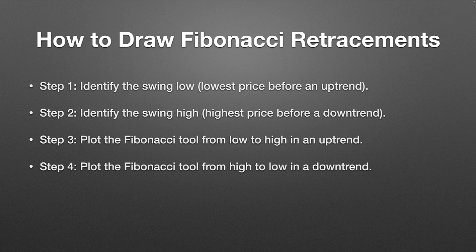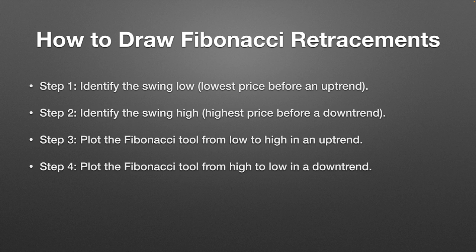So first up, we need to find the trend. Look at the last big move. Was it up or down? Was price going up or was price downtrending? After you determine if we're in an uptrend or a downtrend, you then need to mark the swing high and the swing low, which is just the last major high and the last major low.